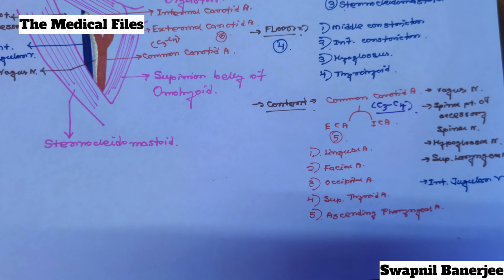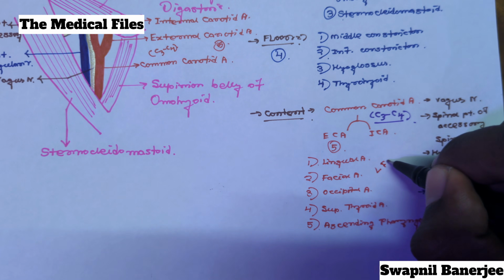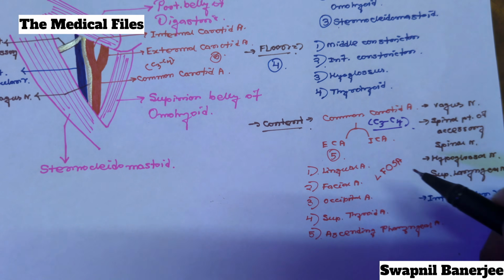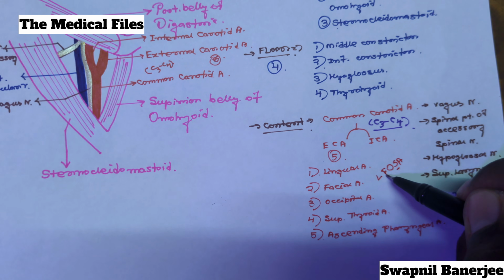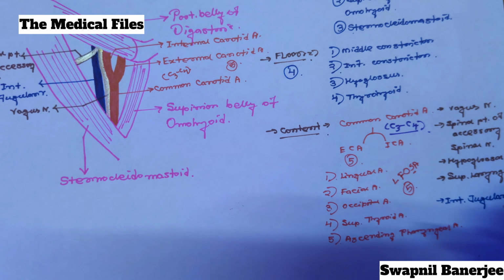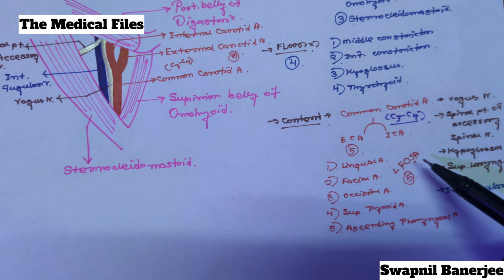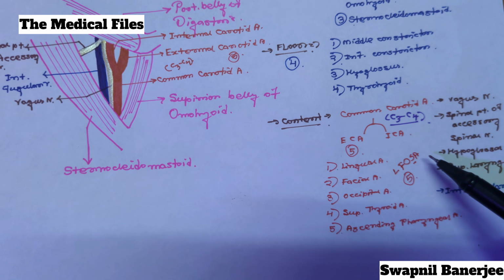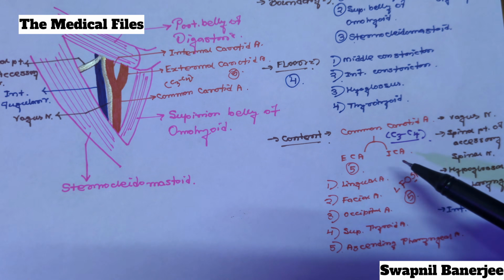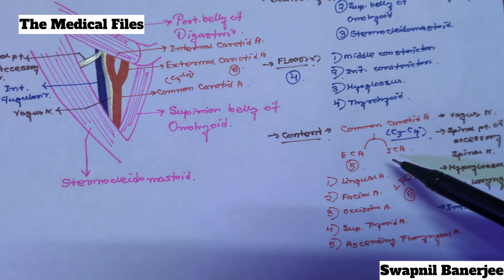Okay, so I have a mnemonic for that. Let me write that. The mnemonic is L fossa. You will have to remember that this fossa contains only one S, not two S. 5 branches as I have said. So L for the lingual artery, F for the facial artery, O for the occipital artery, S for the superior thyroid artery and A for the ascending pharyngeal artery. Now coming to the internal carotid artery, there is no branch, so 5 branches of external carotid and no branch of internal carotid.